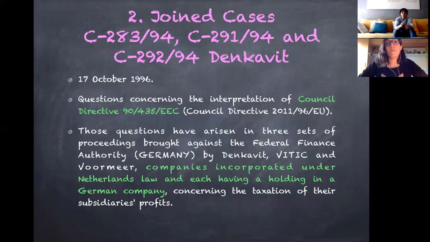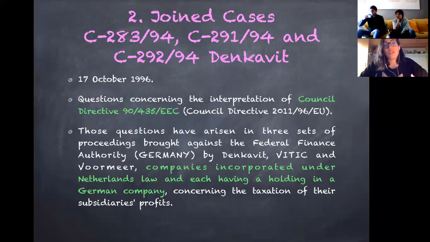To understand more or less how the ECJ understands the functioning of this Parent Subsidiary Directive, we can examine, for example, the joined cases C-218/94 and the following that we can see in this slide. In this particular case, there was some question concerning the interpretation of Council Directive 90/435. This one is the previous Parent Subsidiary Directive before the one of 2011.